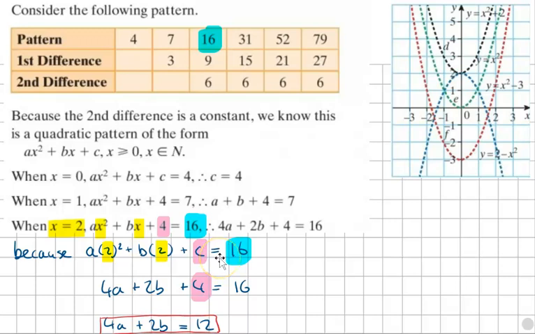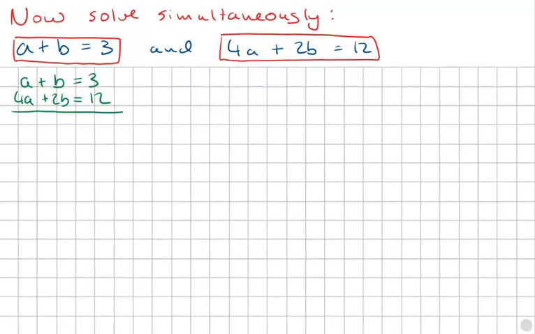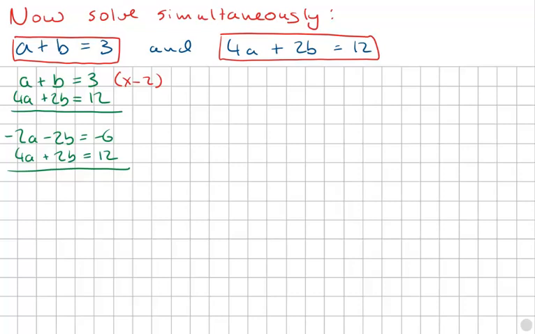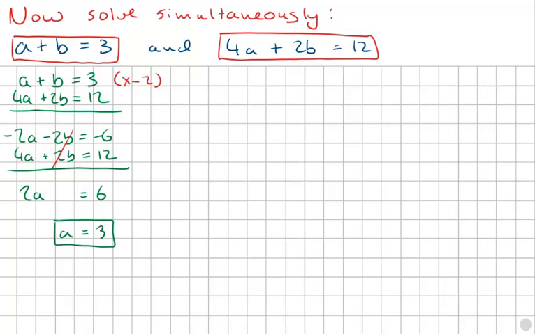So now we're going to solve simultaneously. So we have a plus b is equal to 3, and 4a plus 2b is equal to 12. So solving simultaneously, we want either the a's or the b's to match and to be opposite signs. So I'm going to multiply the top equation by minus 2. So I get minus 2a minus 2b is equal to minus 6. The b's will now cancel. So 2a is equal to 6. So a is equal to 3.